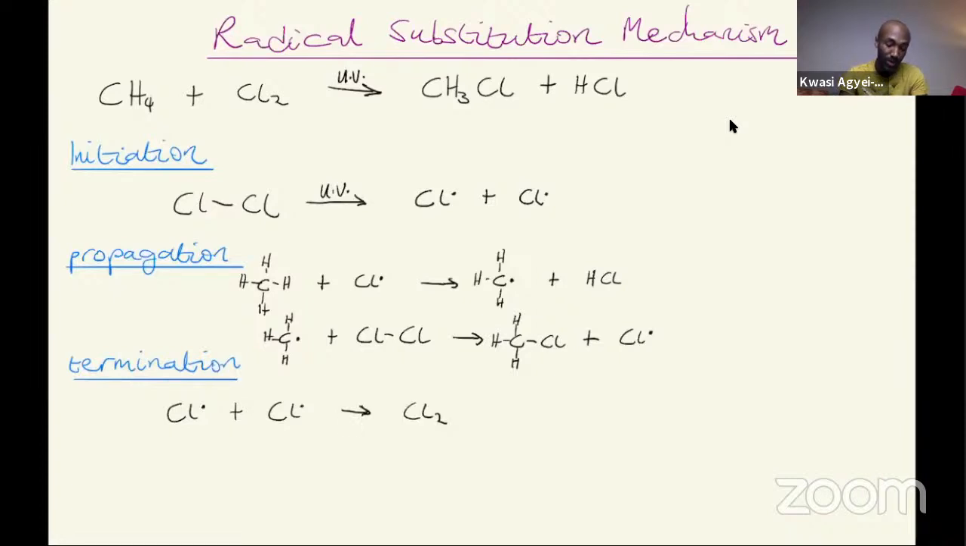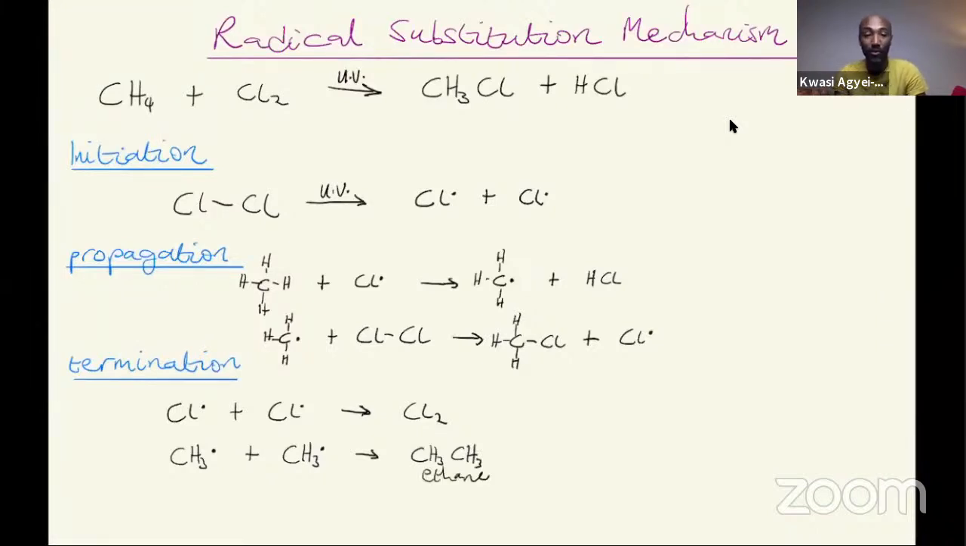You could also have a methyl radical, which would be your CH3 dot reacting with a CH3 dot. And of course, that would give you a completely different alkane. That would give you ethane. So that would be CH3CH3, which is, of course, ethane. Okay, so that's ethane right there.